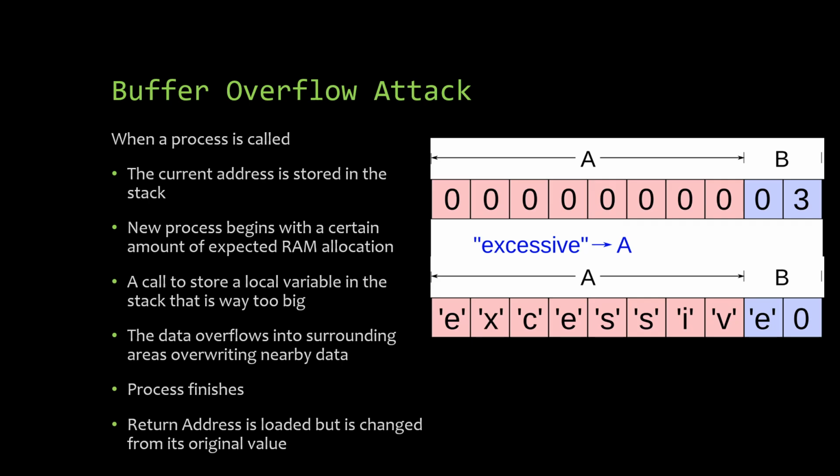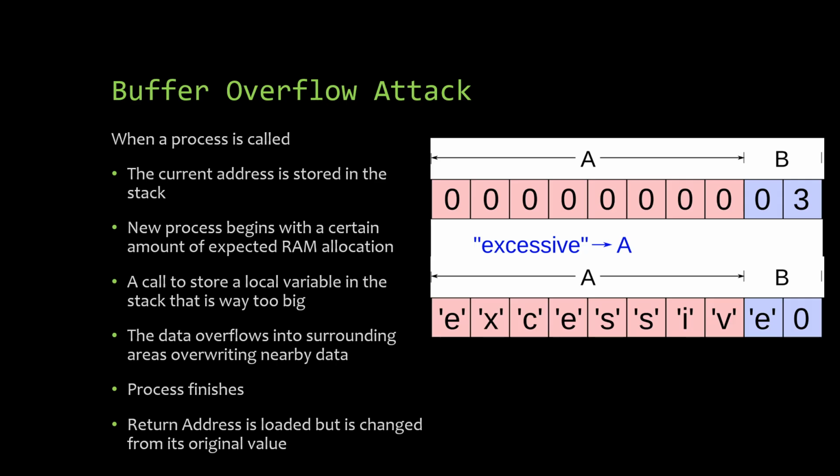Buffer overflow attacks take advantage of one major flaw in C and C++. It doesn't have a built-in RAM allocation. And what I mean by that is when a process is called, it is given this much amount of RAM by the dispatcher. But it doesn't actually have anything that checks if that process is using that amount of RAM.